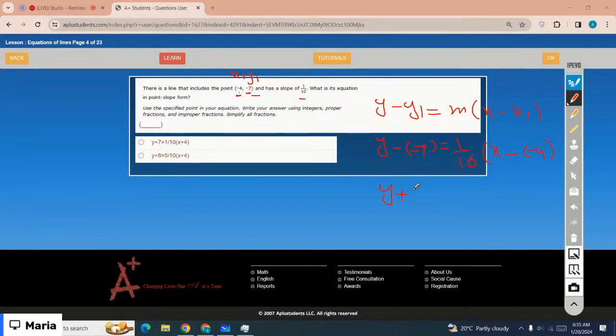So that is y minus 7 equals 1 over 10 times x plus 4. So which is the correct option? The correct option is option number 1, that is y minus 7 equals 1 by 10 times x plus 4.